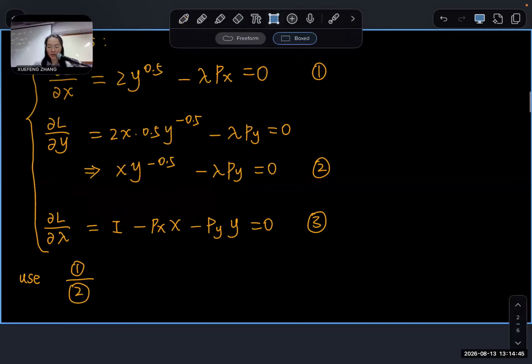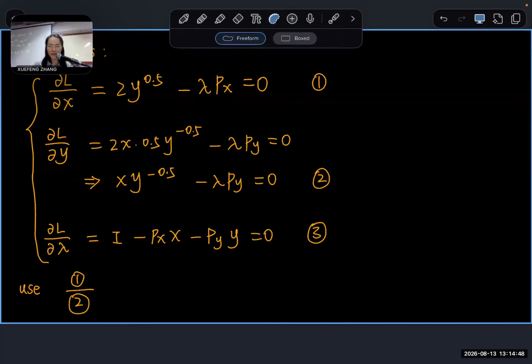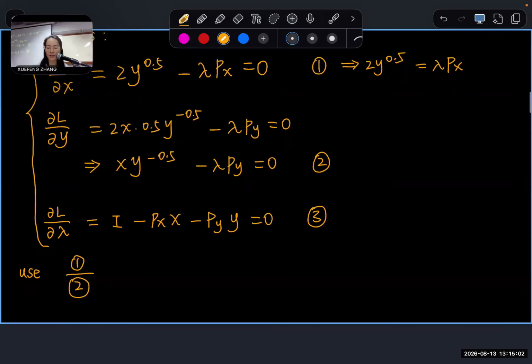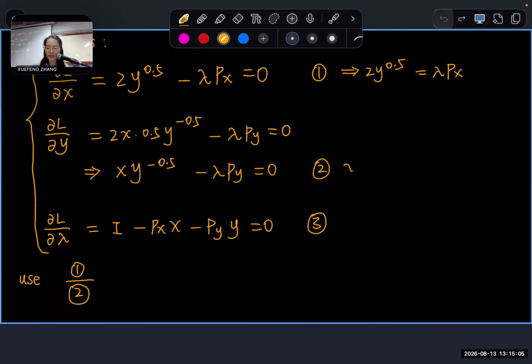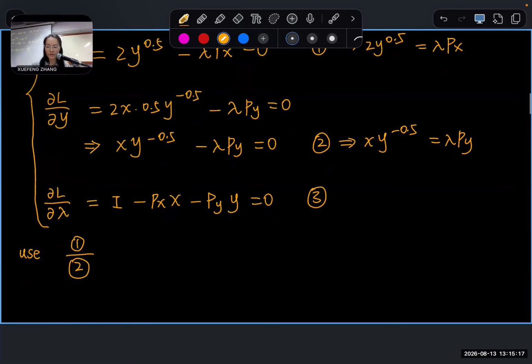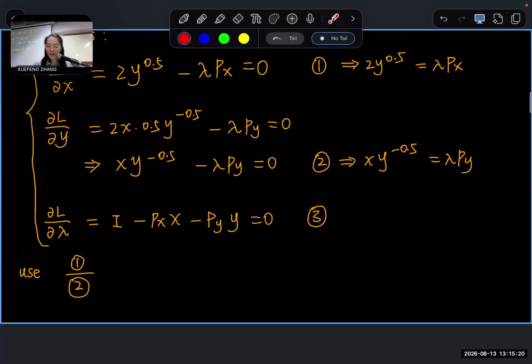What is equation 1? Let me just copy it. Okay, so let me rearrange. Equation 1 basically is 2y power half equal lambda px. This is for the first equation. Equation 2 is x y power negative half equal lambda py, right? So now I'm going to use this equation over this equation, 1 over 2, right? So I just copy this.